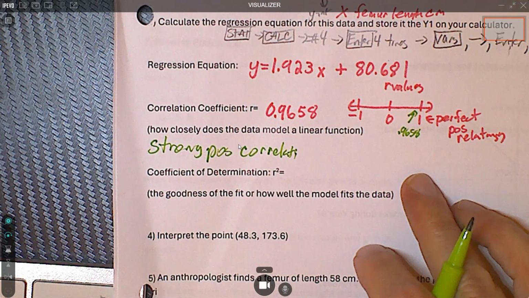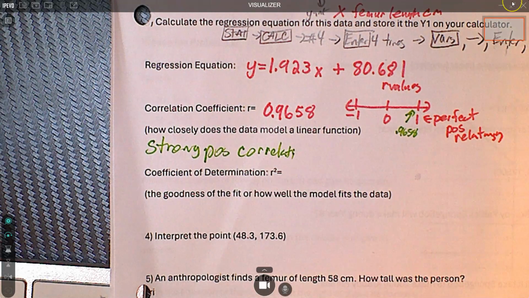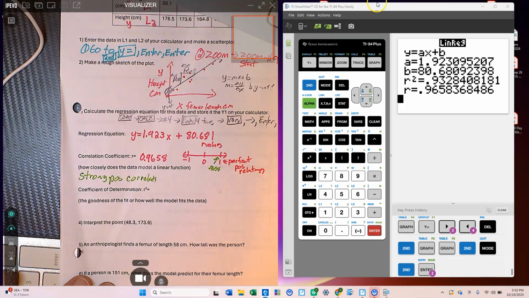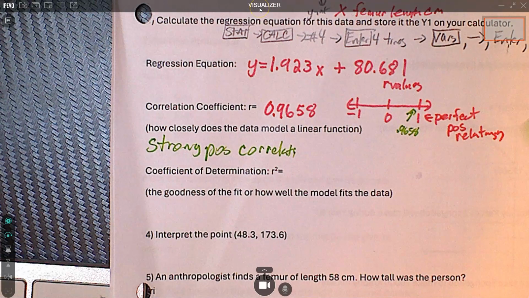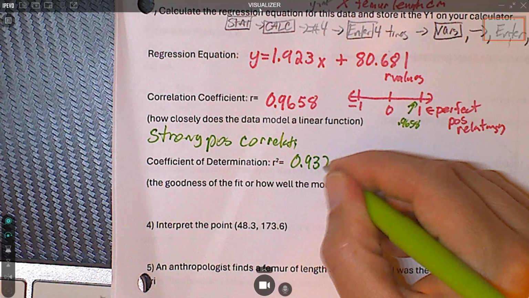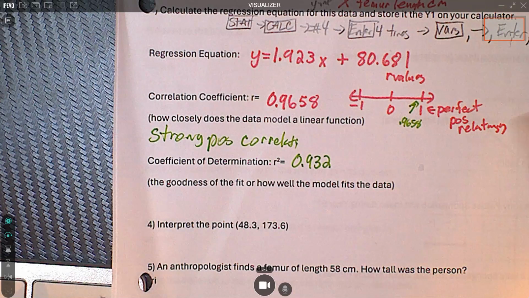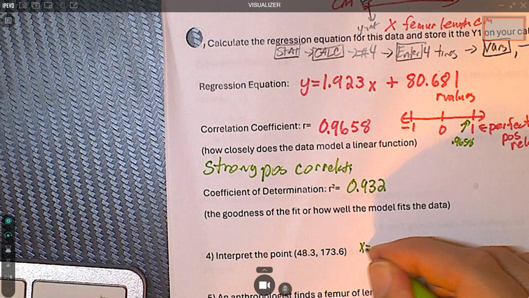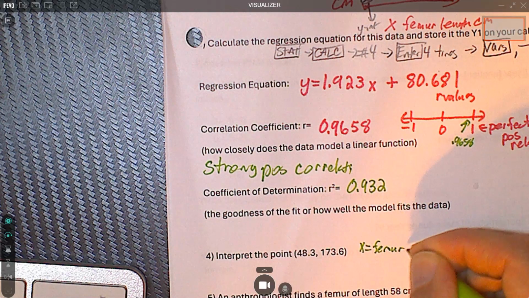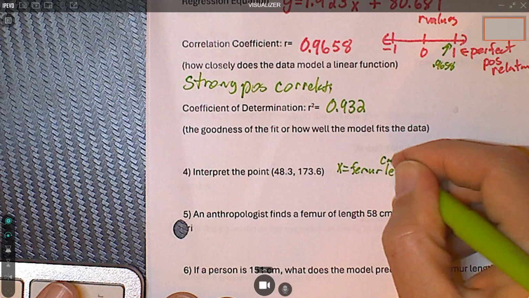R squared is the goodness of fit, or how well the model fits the data. Well, R squared was 0.932. So it's a pretty good fit. Okay. So X is the femur length. That was the input. The output was height. And both of these are in centimeters.